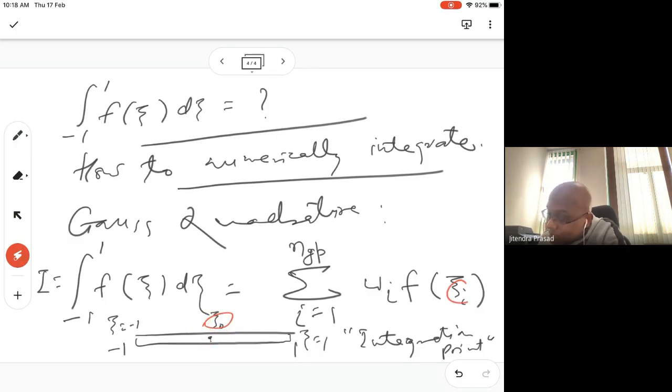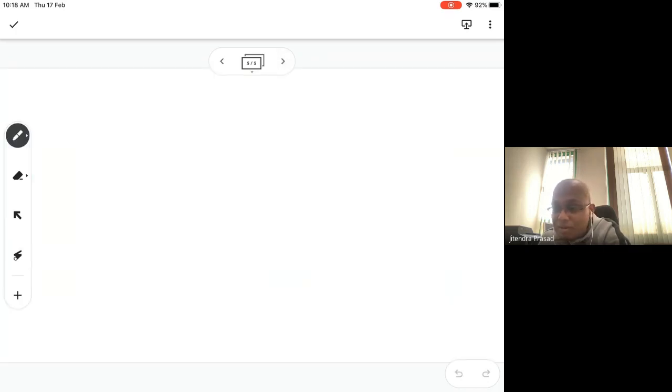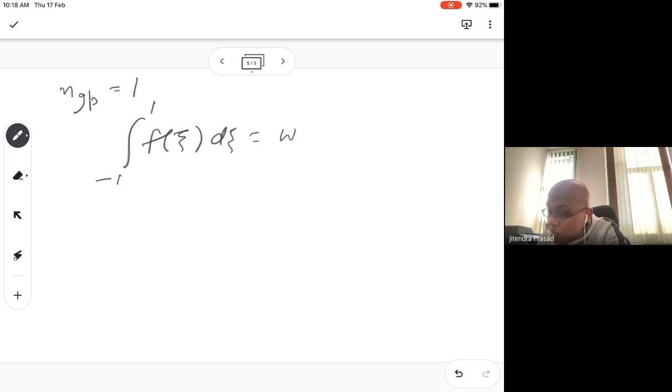which can be used here. So let us say if we have only one Gauss point, then our equation, what we want, is the integral from -1 to 1 of f(xi) d xi, we want it as w1 multiplied by f(xi1). That's it.